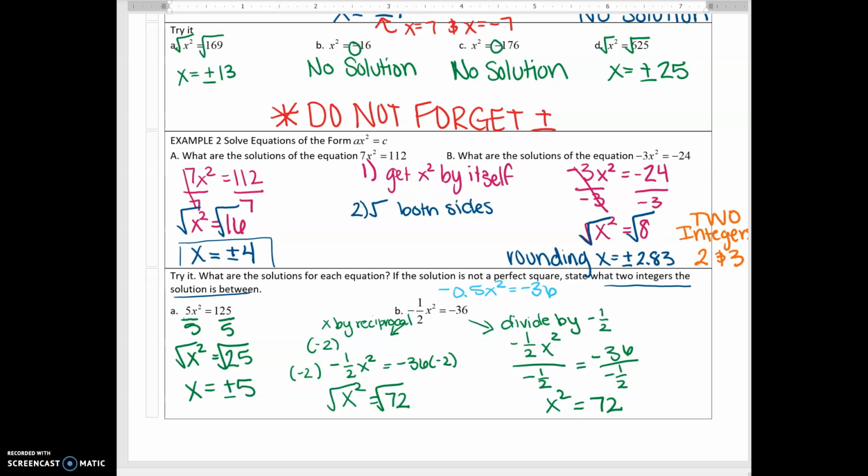So now this one is not a perfect square, because if we think about it, 2 squared is 4, 3 squared, 9, 4 squared, 16, 5, 6, 7, 8, 9. So it's somewhere in between here. So x is between 8 and 9.